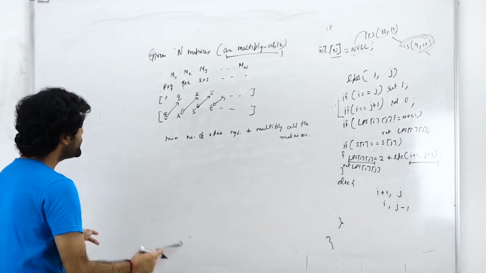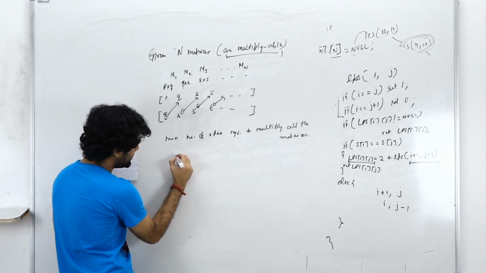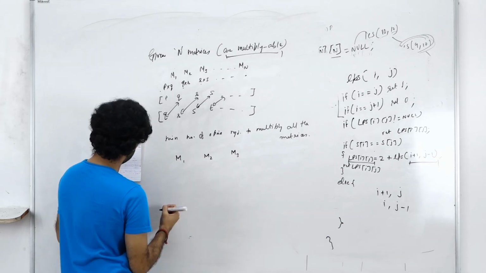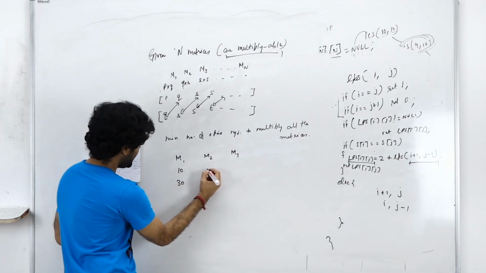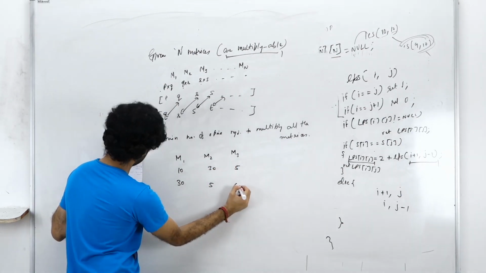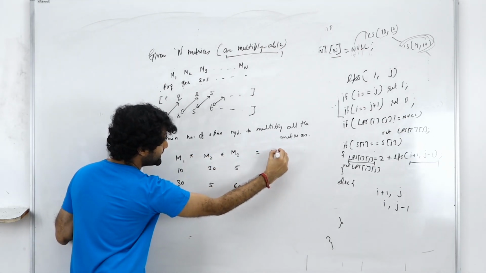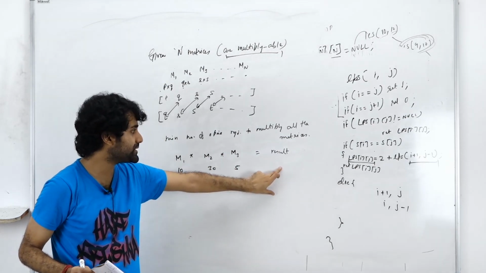Now I am just going to give you an example for this. Let's say, everyone focus on the board. What I am writing, just focus there. Let's say you have M1, M2 and M3. These are your three matrices. Let's say the dimension of this is 10 cross 30 and this is 30 cross 5 and this is 5 cross 60, and I am multiplying them to create the result matrix. Can somebody tell me the dimensions of the result?